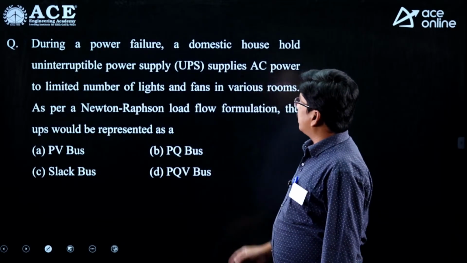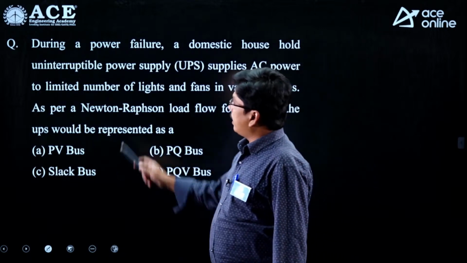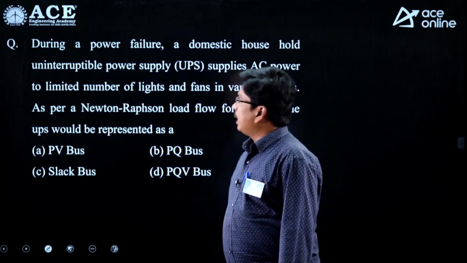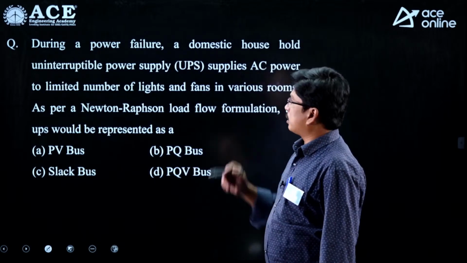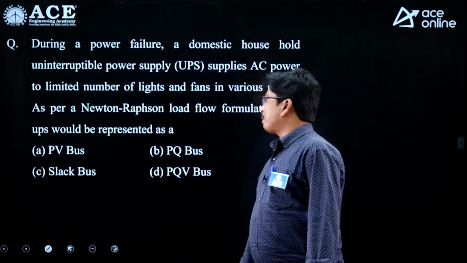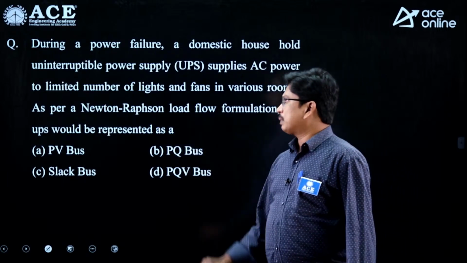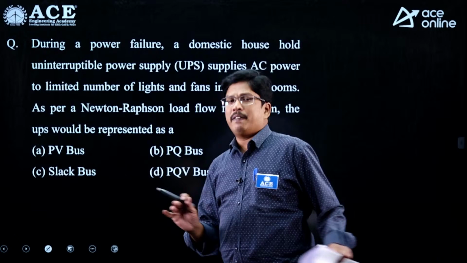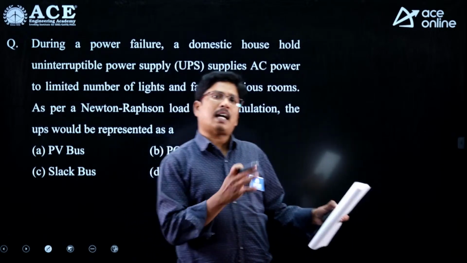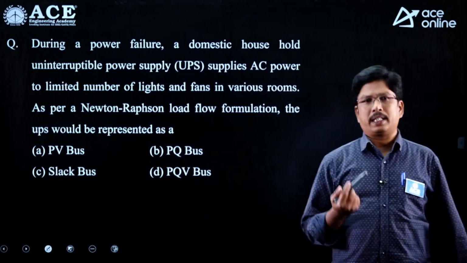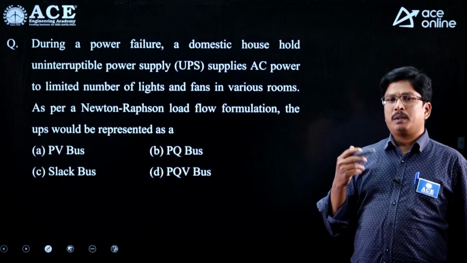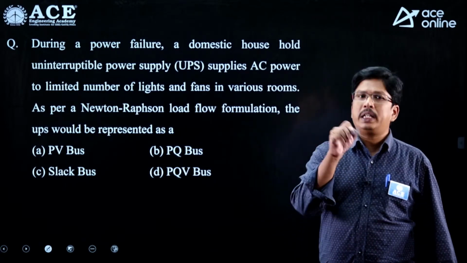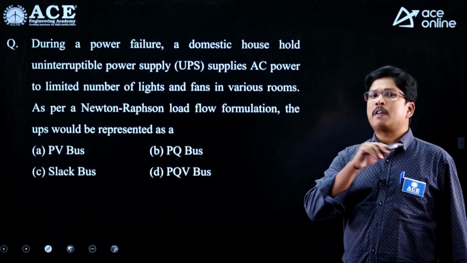During a power failure, a domestic household uninterruptible power supply, UPS, supplies AC power to a limited number of lights and fans in various rooms. As per a Newton-Raphson load flow formulation, the UPS would be represented as A. Actually, whenever there is no power outage, UPS is always used to control the voltage. Therefore, under no power outage condition, UPS is a voltage controlled bus. That's why it is a PV bus.